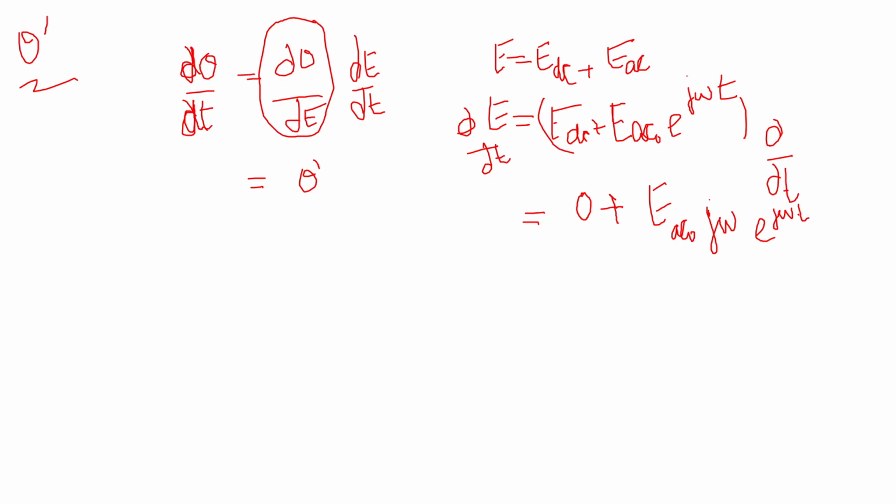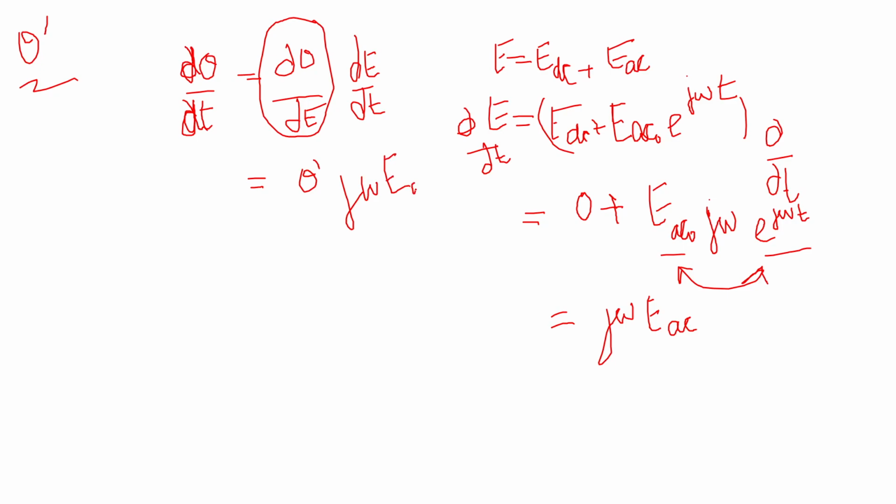Right. So now EAC naught into e to the power j omega t is nothing but EAC. I'm just combining this and writing it as EAC. So dE by dt is nothing but j omega EAC. So dou theta by dou t is nothing but theta dash j omega EAC.